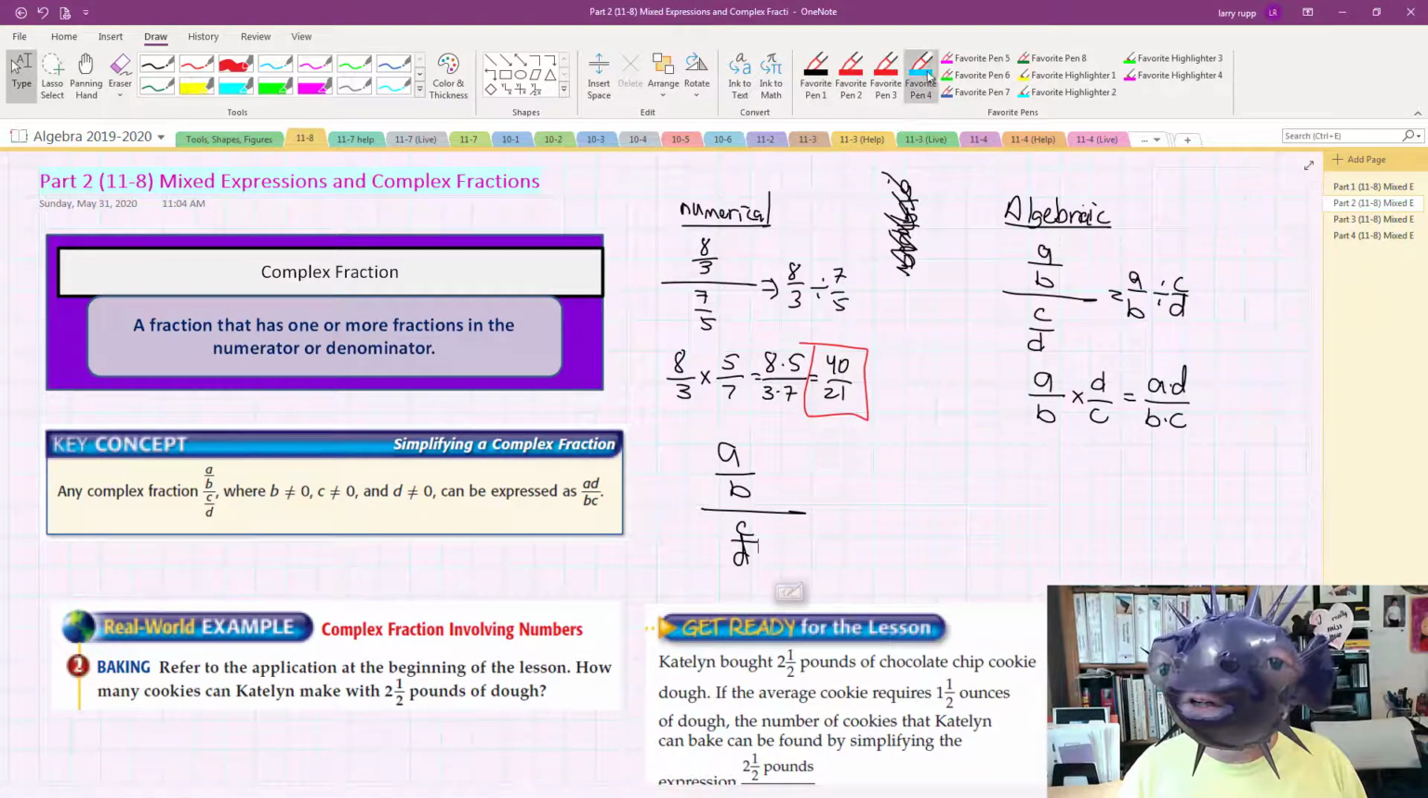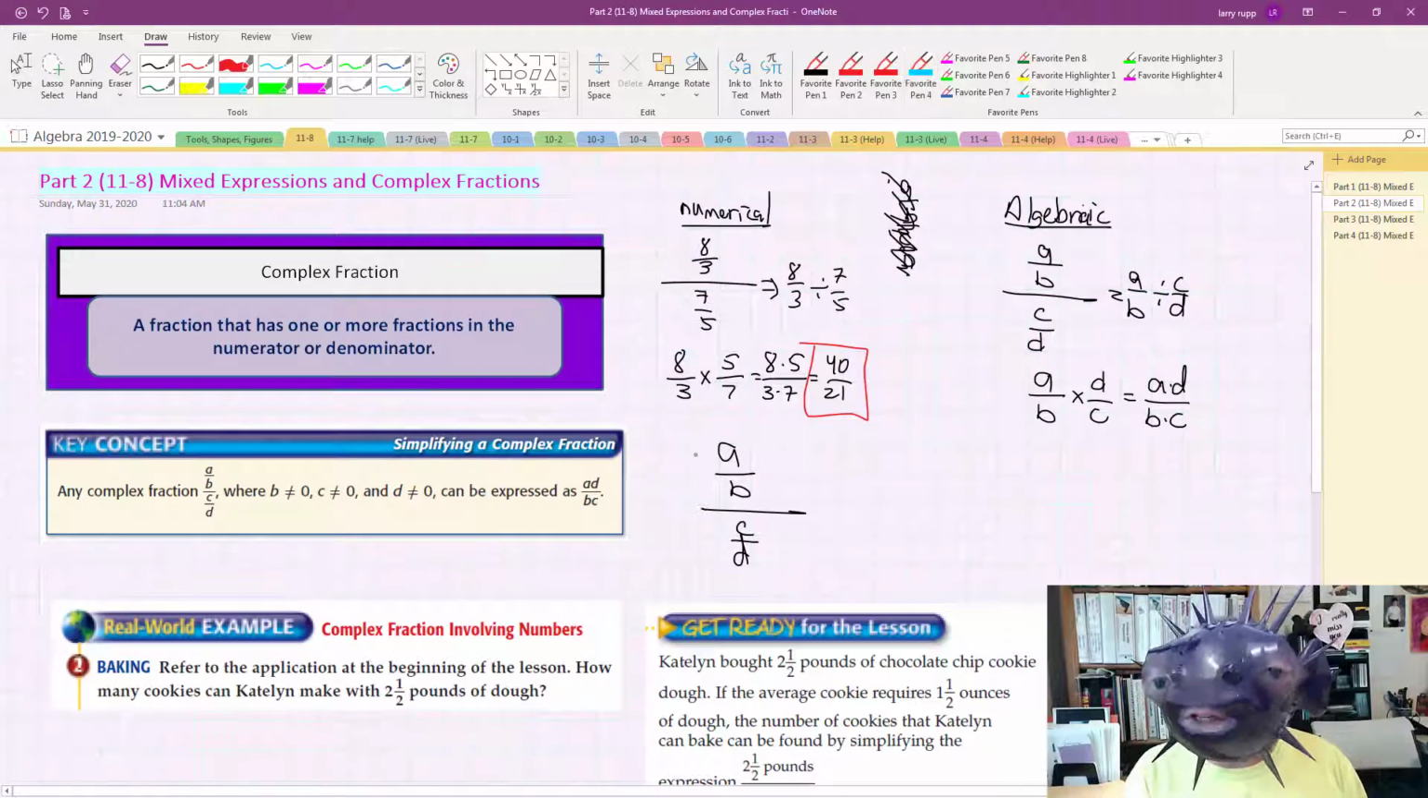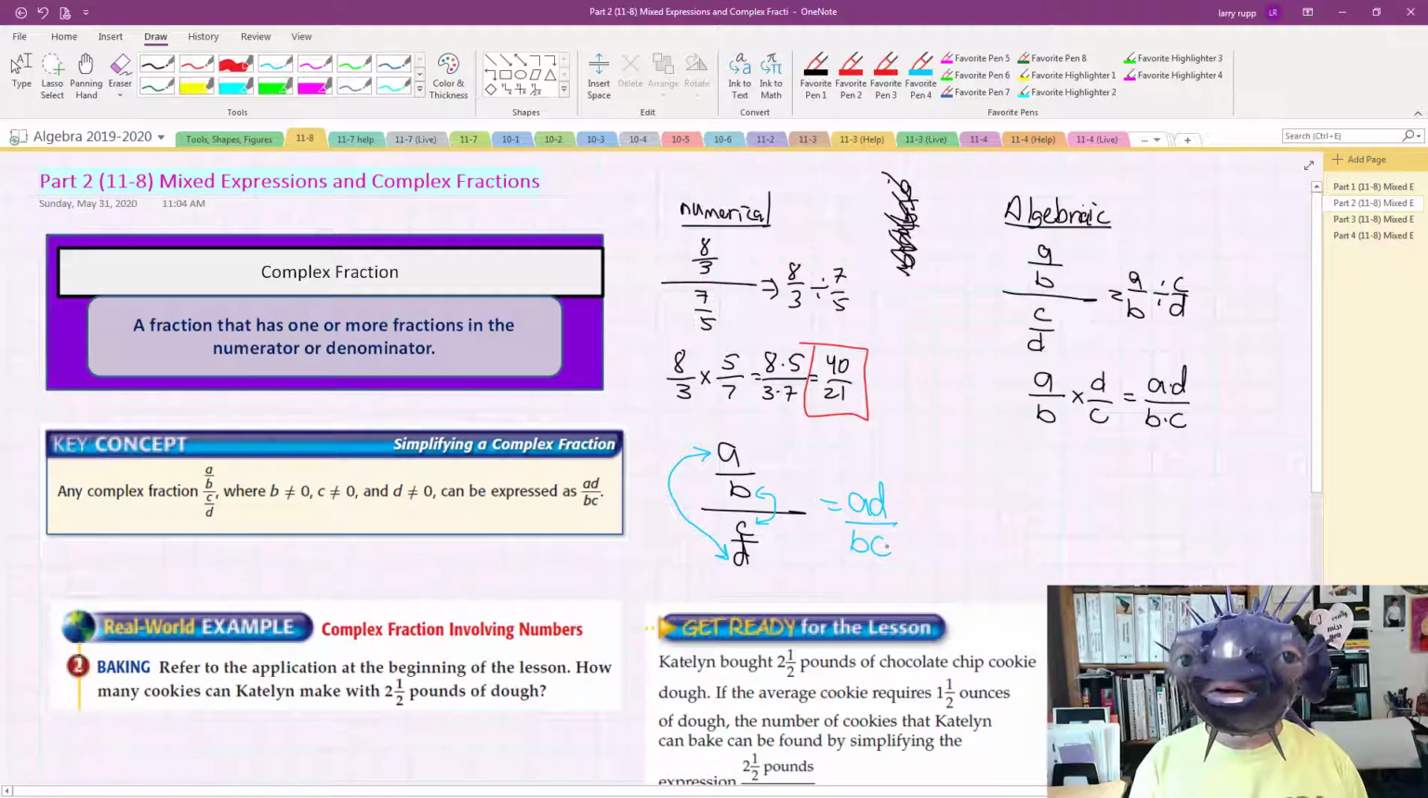And I'm going to switch colors here. What you do is you take the top and the bottom and multiply them together over the middles, B and C. Okay? That's a pretty slick method, trick almost.